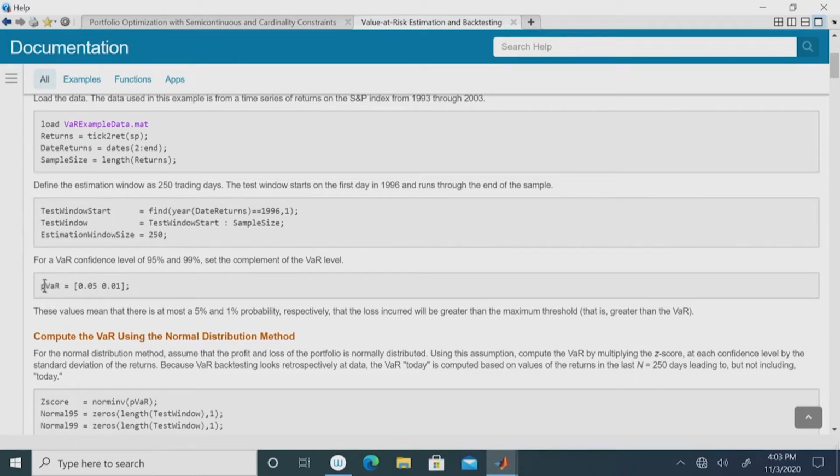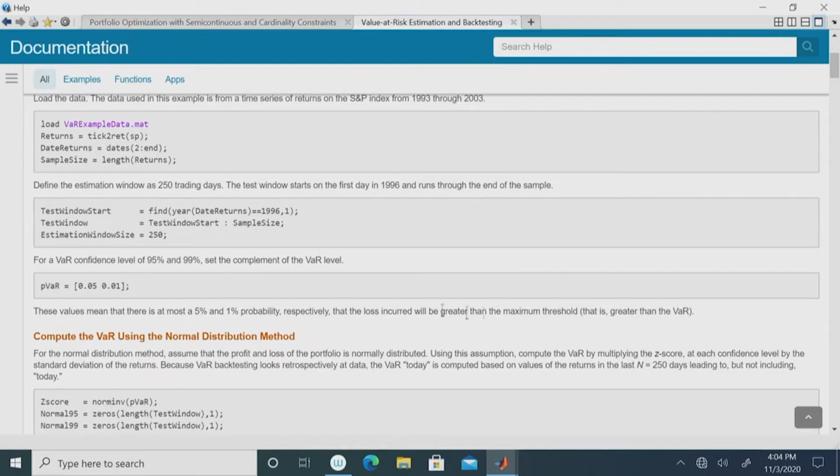Now, ahead of time we set the VaR confidence level to be 95% and 99%, and this is set by assigning the variable p var to be 0.05 and 0.01. So, p var within bracket 1 will pick up 0.05 and p var within bracket 2, which you will see later, is going to pick up 0.01. This means that we are only considering the scenario of a 5% and 1% probability that the losses will be greater than the actual value of the VaR.